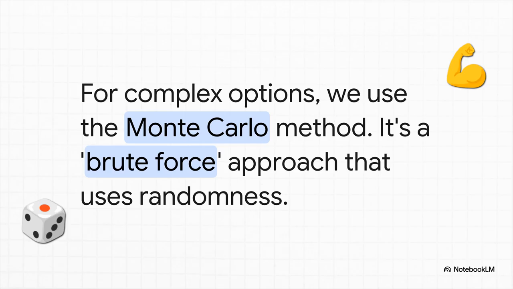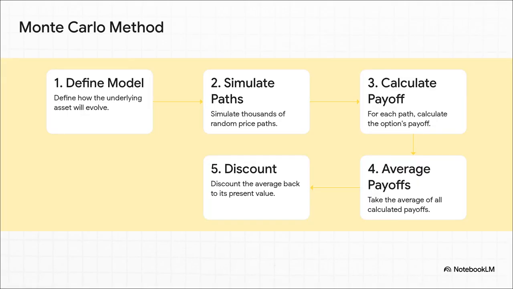So what happens when you have a financial product that is so complex, so exotic, that an elegant, clean model like Black-Scholes just can't handle it? Well, that's when we turn to brute force. We use a technique called the Monte Carlo method, which is a fascinating way of using randomness to find an answer. So here's how it works, step by step.